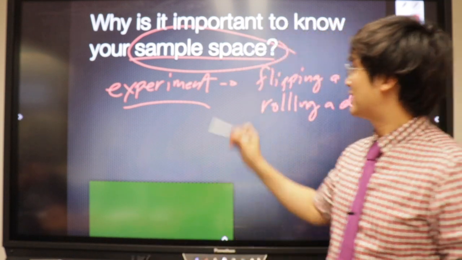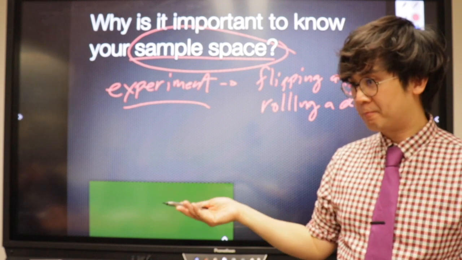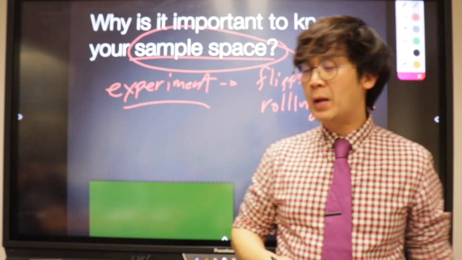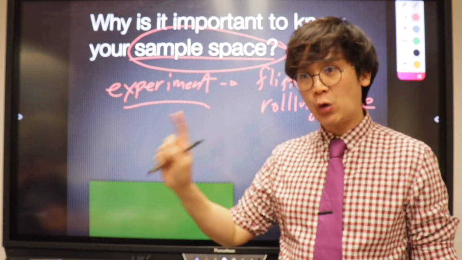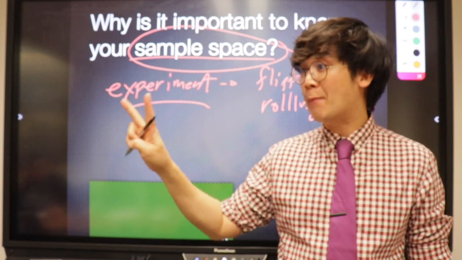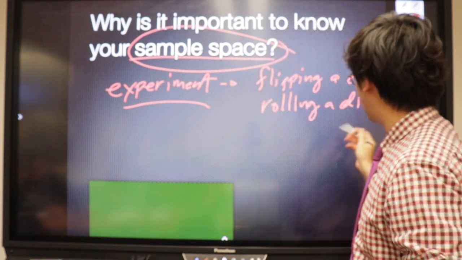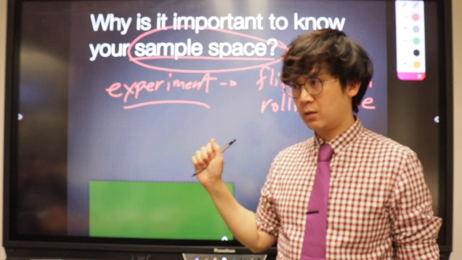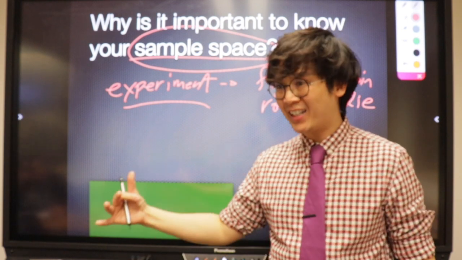Since we're talking about sample space, do you have any idea what sample space is? What's the sample space for flipping a coin, just a single coin? Heads or tails. So H, T: we have 2 outcomes in the sample space for flipping a coin. What about rolling a single die? 1, 2, 3, 4, 5, 6. So it's just 6 outcomes in the sample space.